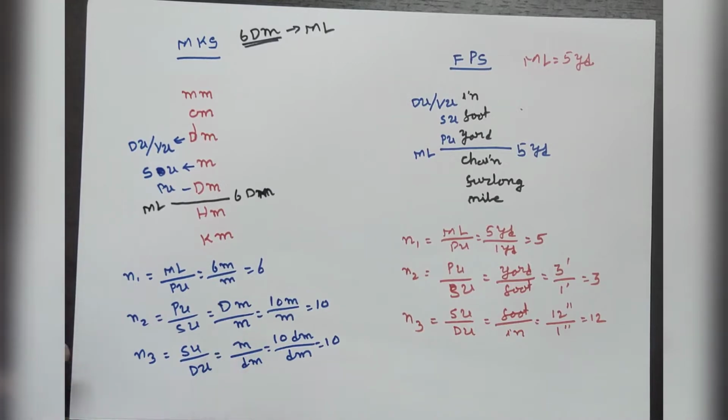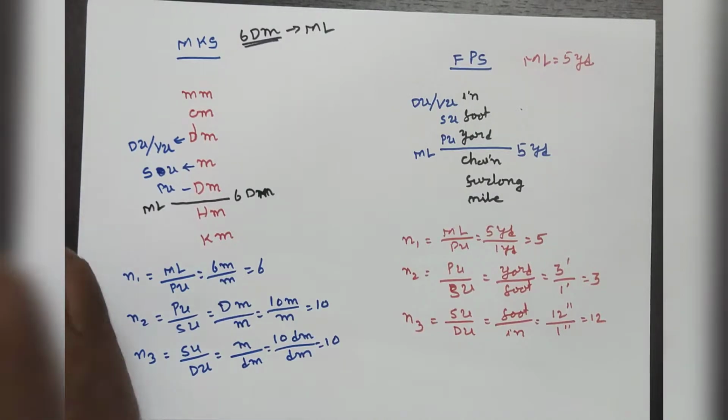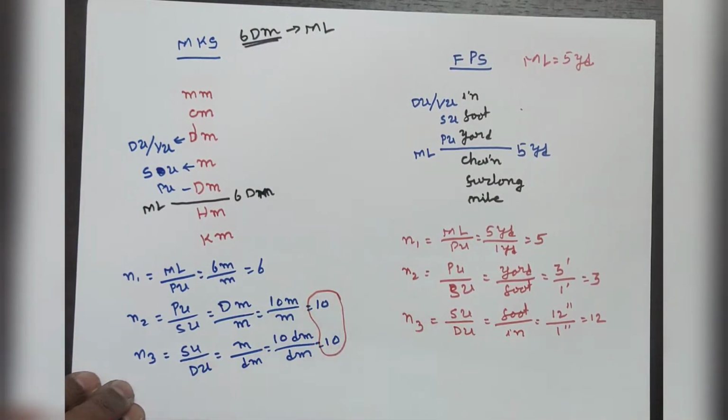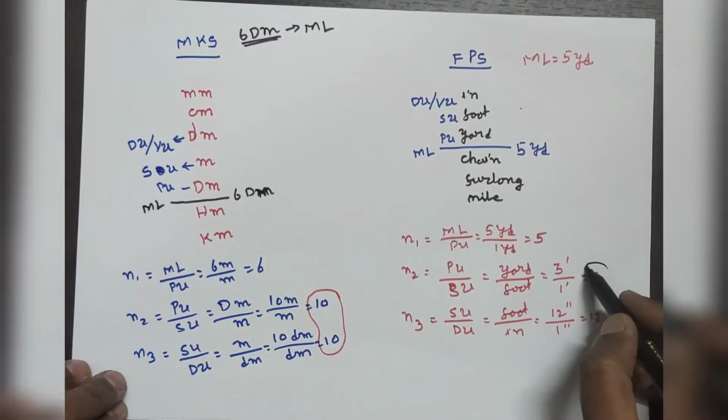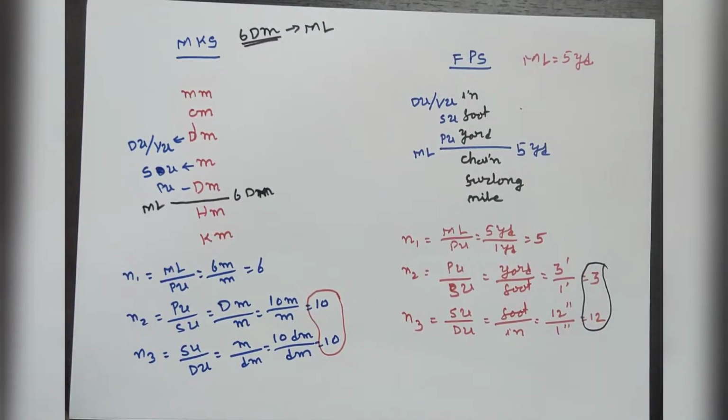So here N1, N2, N3, if you observe in both the cases, in the MKS case, N2 is equal to N3, whereas in case of FPS system, N2 is not equal to N3. Even then the diagonal scale we are able to do, because the vertical one we are going to divide into 12 parts, and the secondary subscale we are going to divide into 3 equal parts. Whereas in MKS system, secondary is divided into 10 parts, diagonal is also divided into 10 parts. So there is no restriction on N2 and N3 in case of diagonal scale.